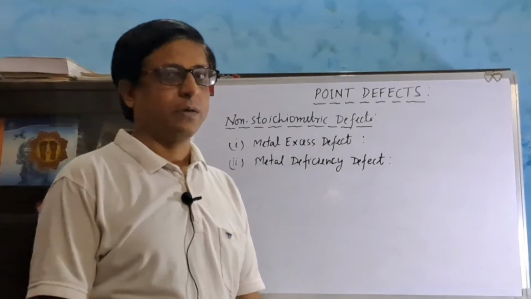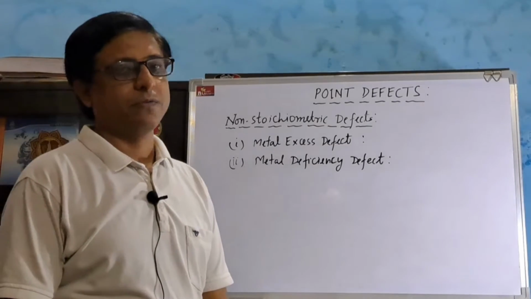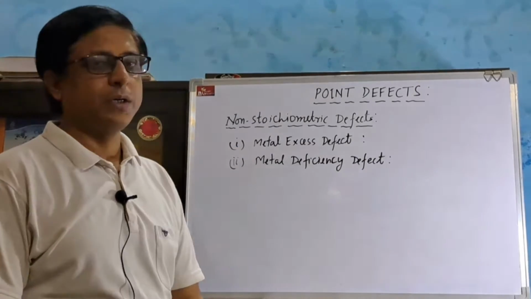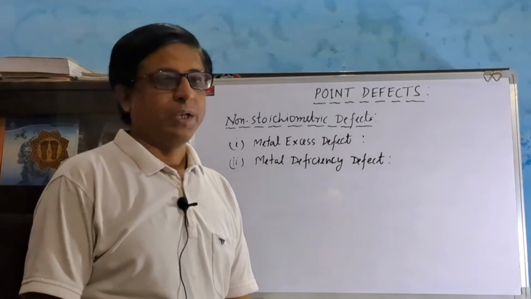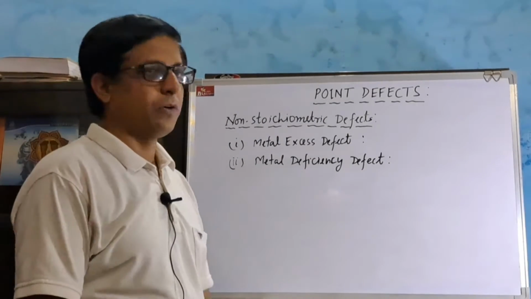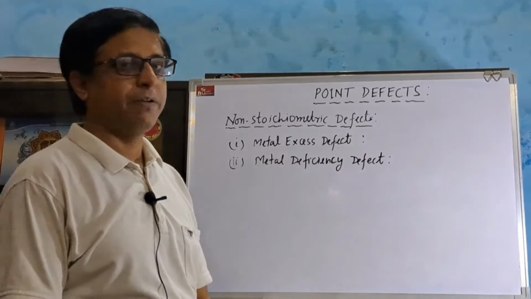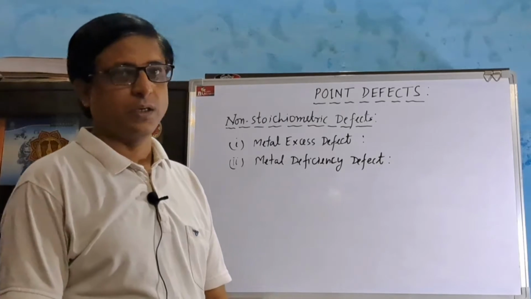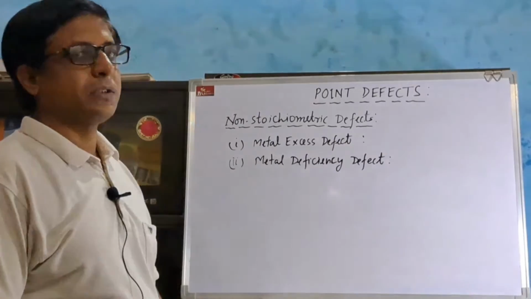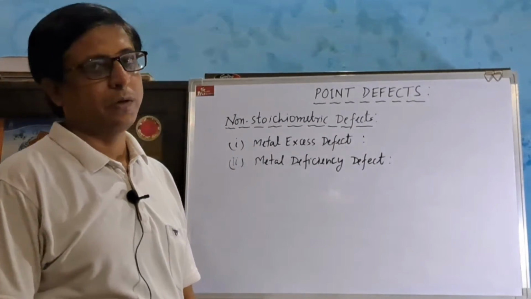In the last term, we were discussing point defects. Point defects are of three types: stoichiometric defect, impurity defect, and non-stoichiometric defect. In case of stoichiometric defect and impurity defects, the stoichiometry of the crystal is maintained. But in case of non-stoichiometric defect, the stoichiometry of the crystal is disturbed. It is not maintained. Many inorganic solids are known in which the stoichiometry of the crystal is not maintained.